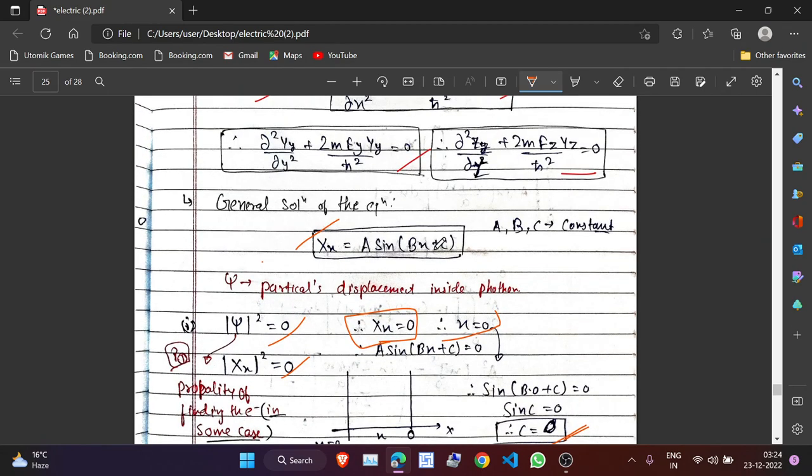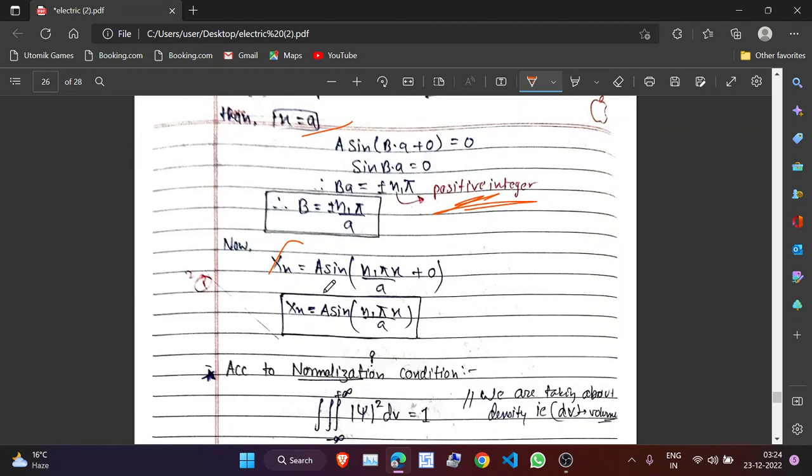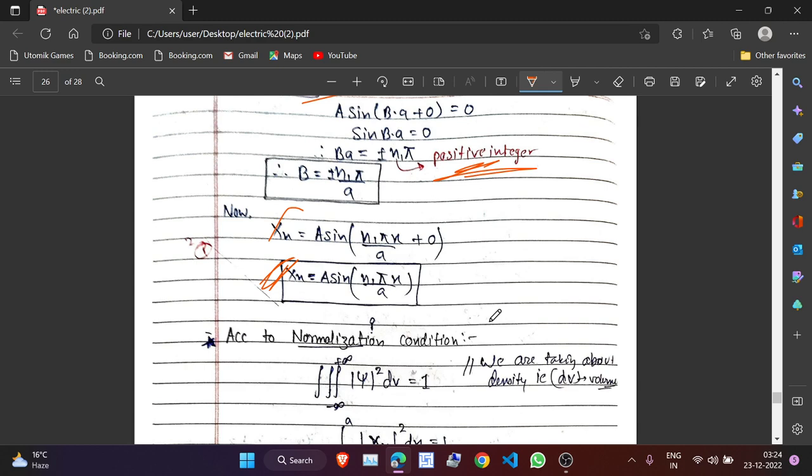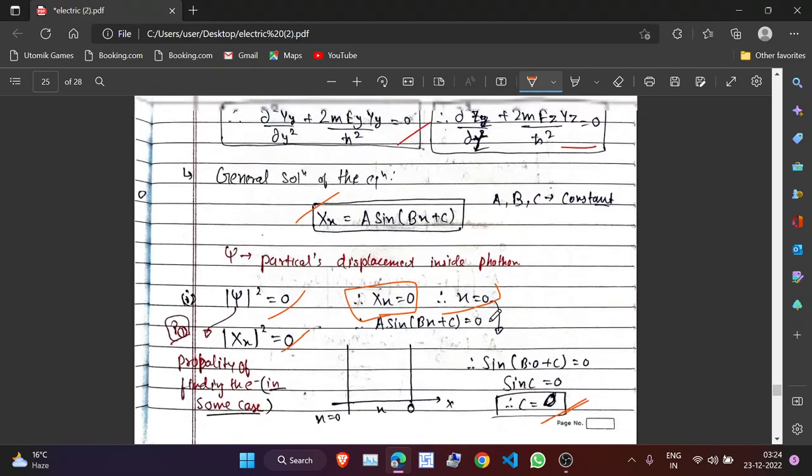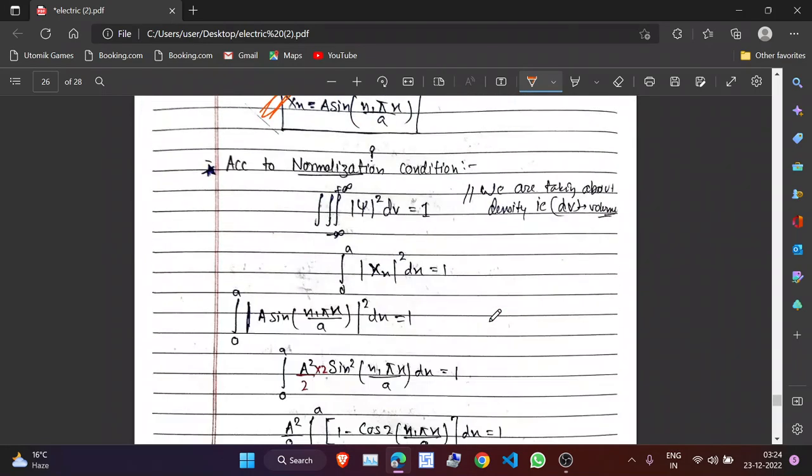The general solution is psi x is equal to a sine bx plus c. We write it as a sine b, and in the place of c we write 0. So we got an important result that psi x is equal to a sine n1 pi x upon a. So this is the equation for the free particle in a box.